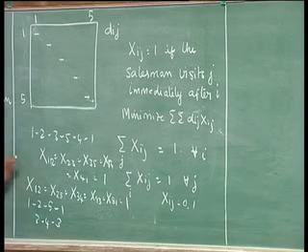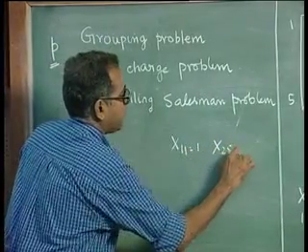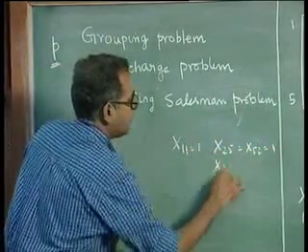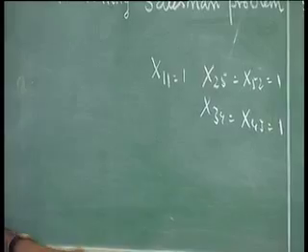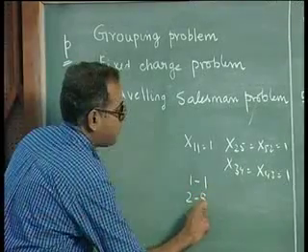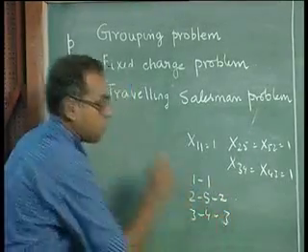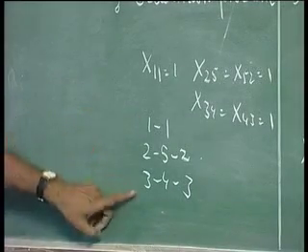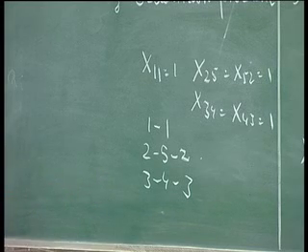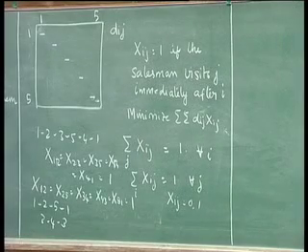Suppose I have a solution like this: x11 equal to 1, x25 equal to x52 equal to 1, x34 equal to x43 equal to 1. There are 3 subtours: 1 to 1 is a subtour, 2 to 5, 5 to 2 is a subtour, and 3 to 4, 4 to 3. This is a subtour of length 1, this is a subtour of length 2, and another of length 2. There are 2 links, so it is of length 2. There is only one link, so it is a subtour of length 1. So by forcing the diagonal elements to infinity, you have eliminated subtours of length 1.